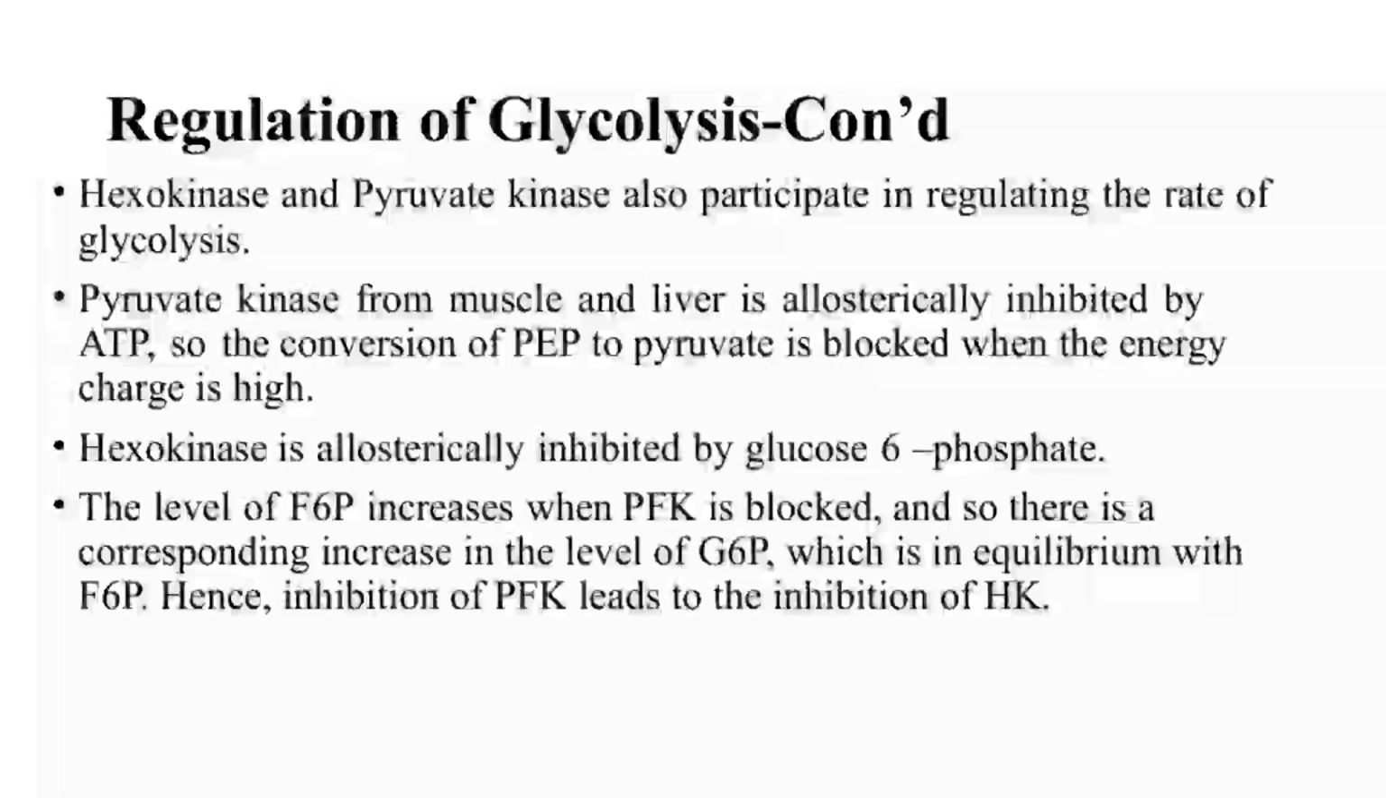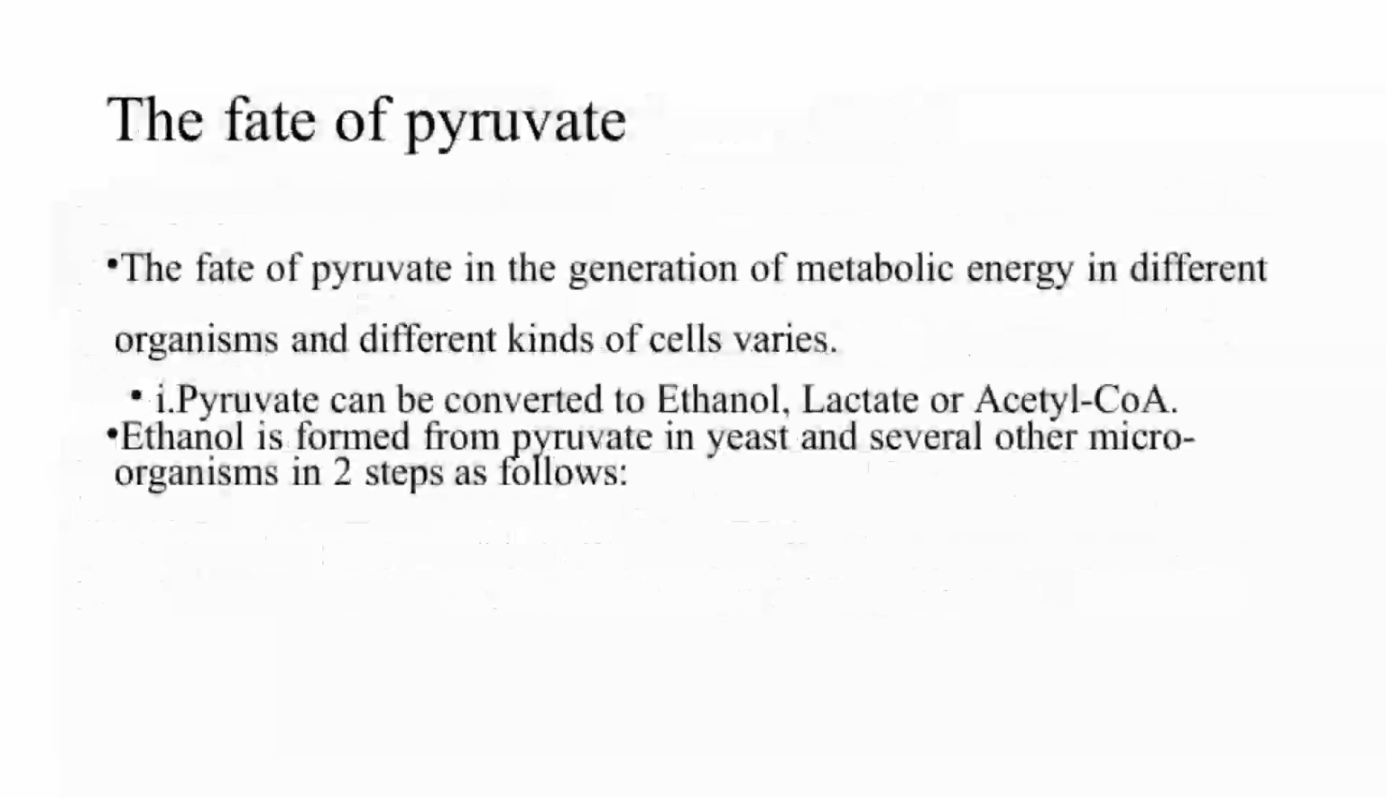The fate of pyruvate in generating metabolic energy actually varies quite a bit depending on the organism and the specific cell type. It's fascinating because pyruvate can be channeled into different pathways, leading to different end products. For example, in some microorganisms like yeast, pyruvate is converted into ethanol through a two-step process. This is a classic example of fermentation, especially under anaerobic conditions.